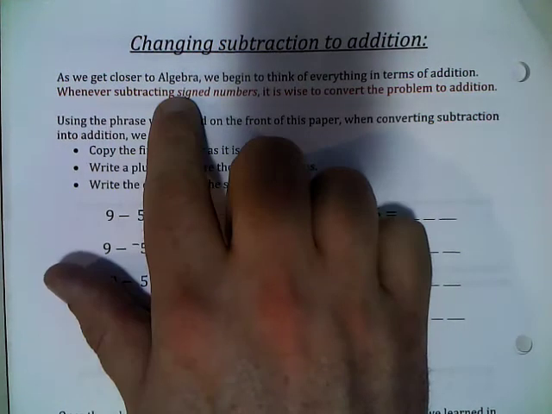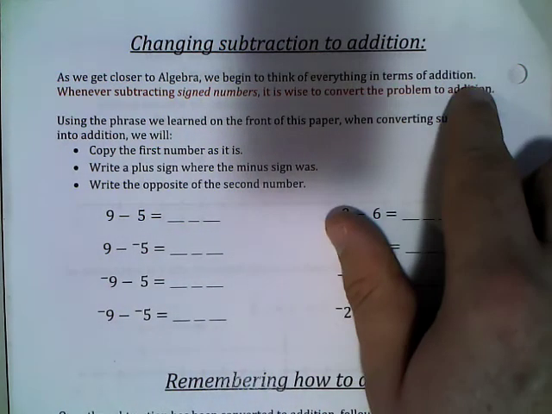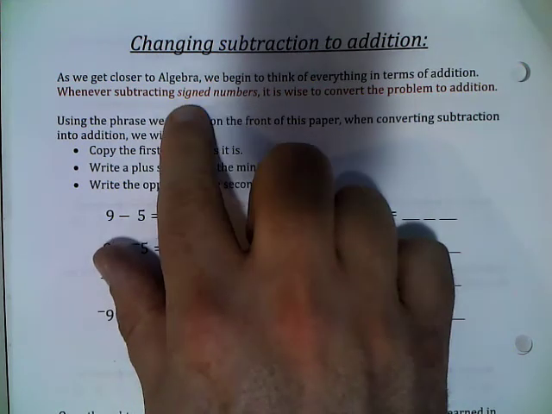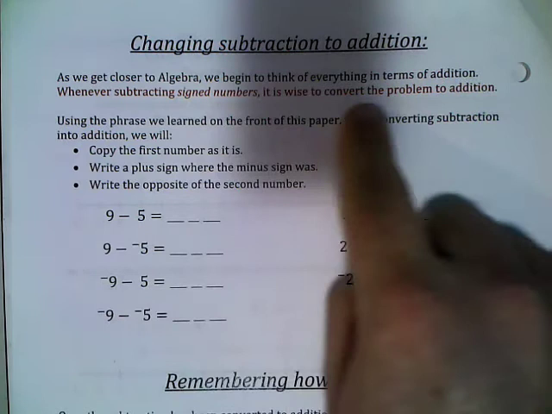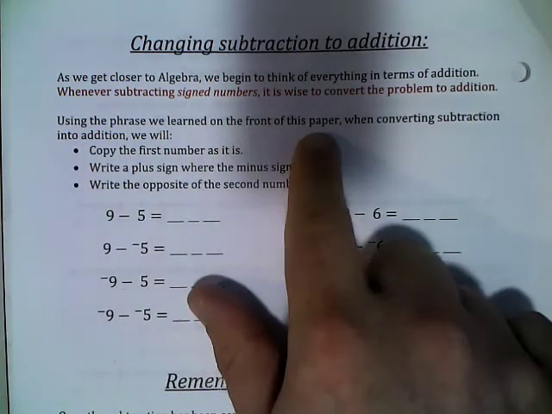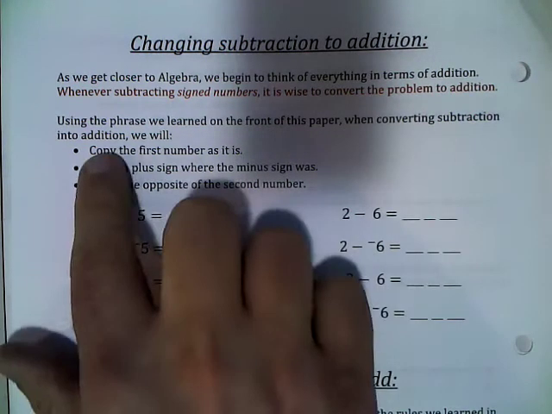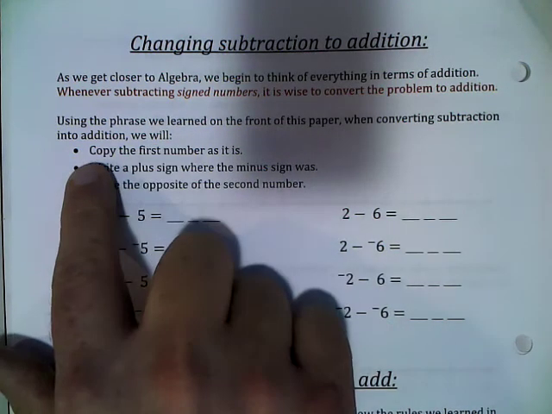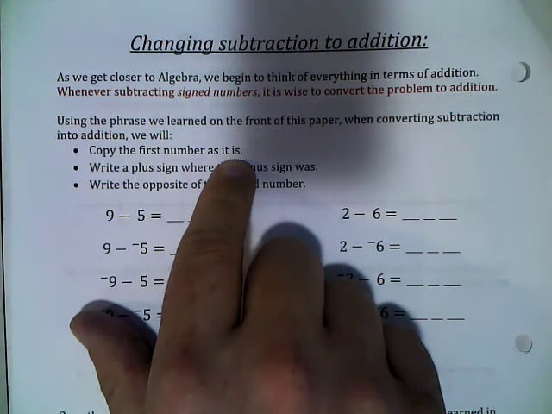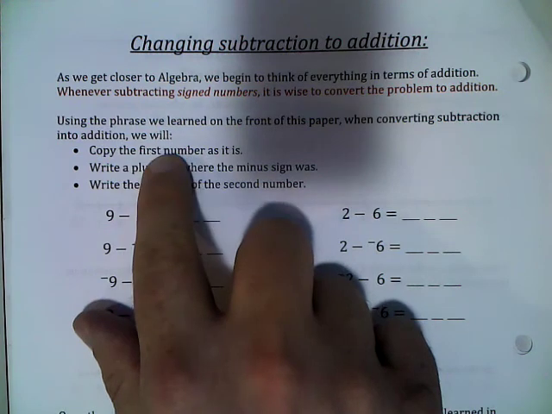As we get closer to algebra, we begin to think of everything in terms of addition. Whenever subtracting signed numbers, so signed number just means they have positive or negative signs, it is wise to convert the problem to addition. Using the phrase we learned on the front of this paper, when converting subtraction into addition, we will, first of all, copy the first number as it is. So you'll notice that our statement from the front didn't say anything about the number we are subtracting from. So since the statement didn't say anything about that number, that first number stays as it is.